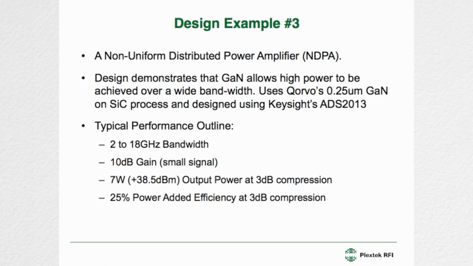So the next example is a non-uniform distributed power amplifier. This was on the Qorvo, née TriQuint, quarter micron process. The typical performance is 2 to 18 gigahertz bandwidth, and when you're looking at these sorts of bandwidths, it really starts to get quite challenging. 10 dB of small signal gain, 7 watts out, 25% efficiency. You always need to sacrifice a degree of PAE when you operate over wider bands. And again, that's at 3 dB compression.